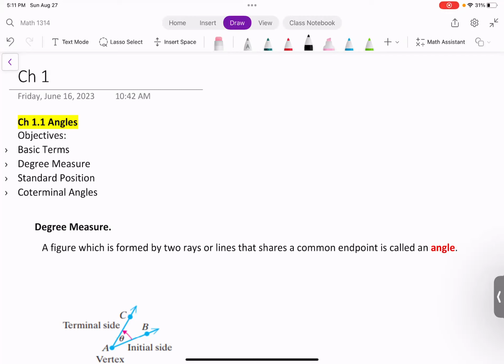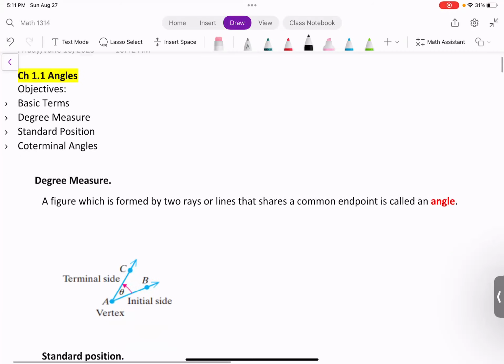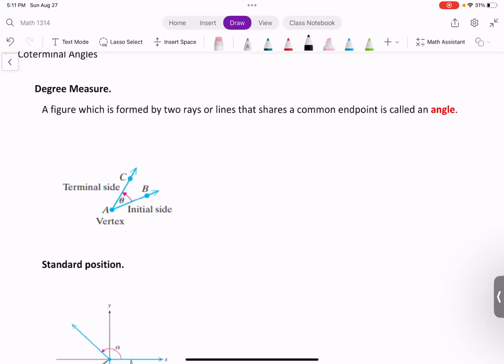In this video, we are learning chapter 1.1, angles. First, let's see the definition of angle. A figure which is formed by two rays or lines that share a common endpoint is called an angle.